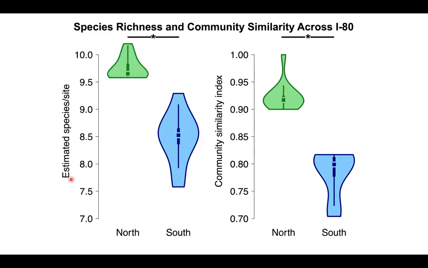So what you're looking at here is the estimated species per site. So this is that species richness estimate. And you're looking at the differences between north and south of I-80. This is a very stark difference, where north has a statistically significant number of species, at least, greater than the south. And then we can also see that the community similarity index, so basically the wildlife community that composes those sites, both north and south, is statistically different from one another. And so these are pretty stark changes that we're seeing in response to this interstate highway.